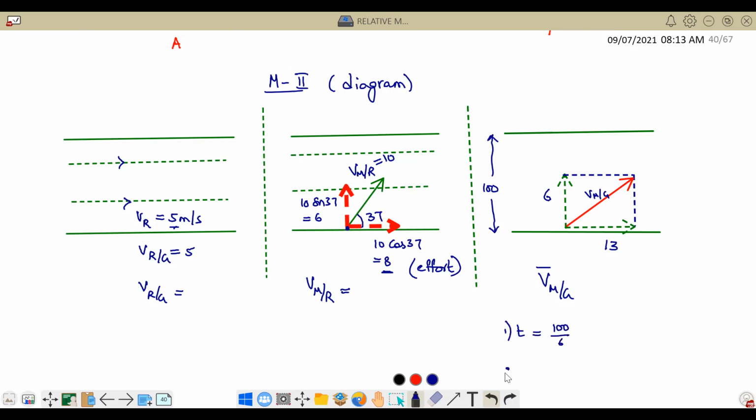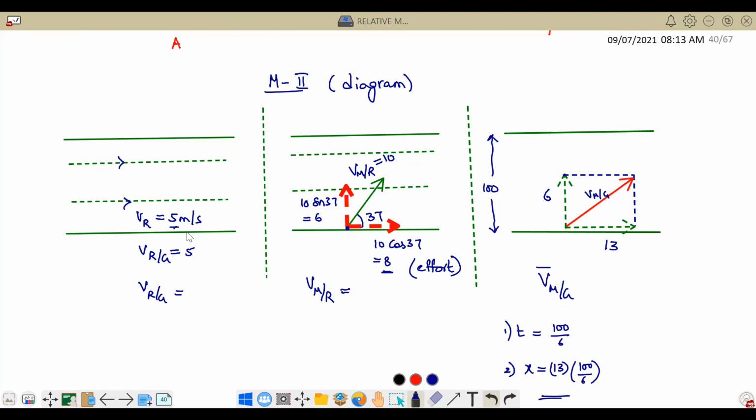Correct or not? Now this distance is what we have to calculate. X is equal to what velocity? 13 into 100 by 6. Correct. Which one is easy? The diagram method is easy, but you have to understand it properly. Okay, are you able to understand that?